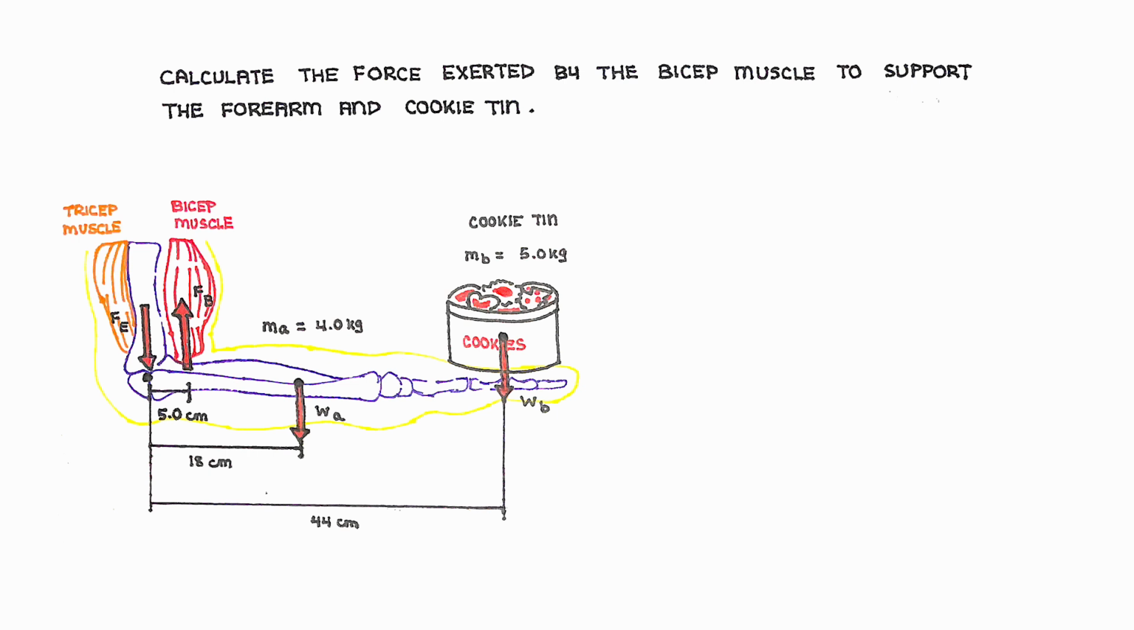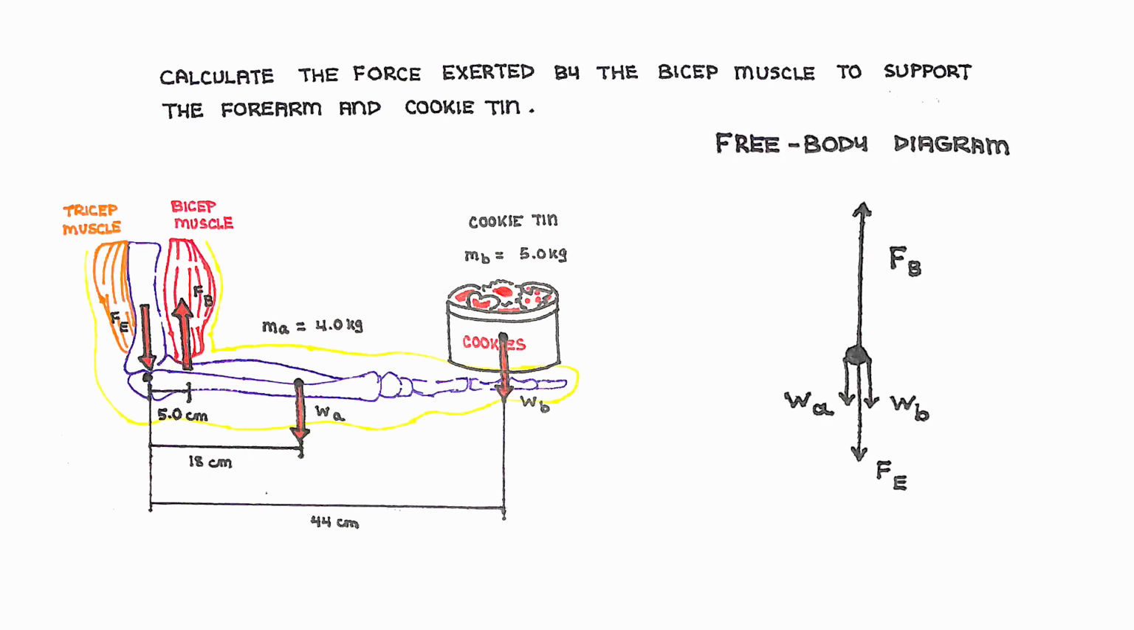Additionally, for any problem in physics, it is important to draw a free body diagram. Like I mentioned, since there are 4 forces acting on the forearm, 4 arrows should be drawn in our free body diagram, where FB is directed upwards, and FE, WA, and WB are all directed downwards.